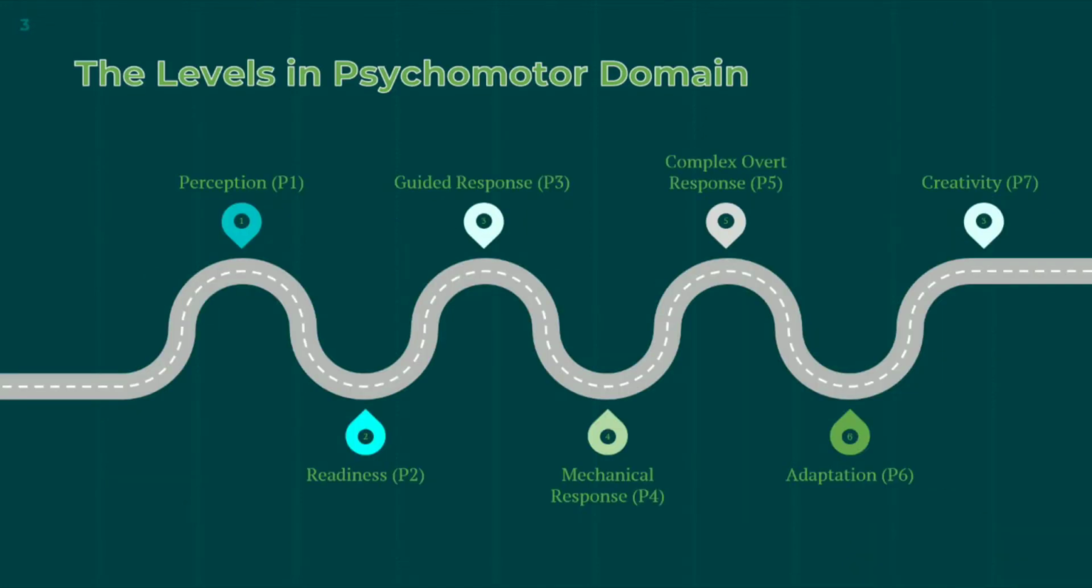The psychomotor domain can be reviewed through an aspect of student skills, which is the implementation of teaching and learning activities in the classroom. The psychomotor domain divides into 7 levels, including the first is perception, the second is readiness, the third is guided response, the fourth is mechanical response, and the fifth is complex overt response. Next, adaptation, and the last is creativity.